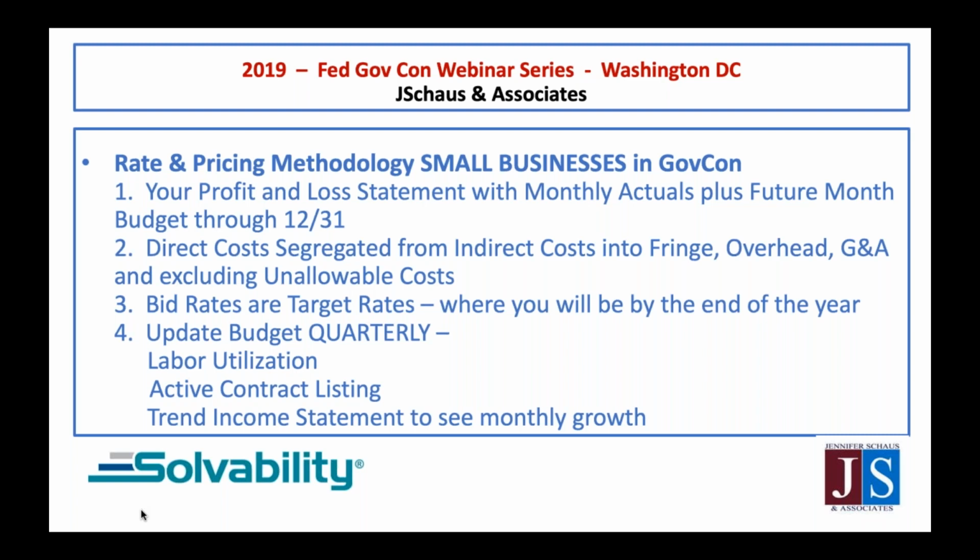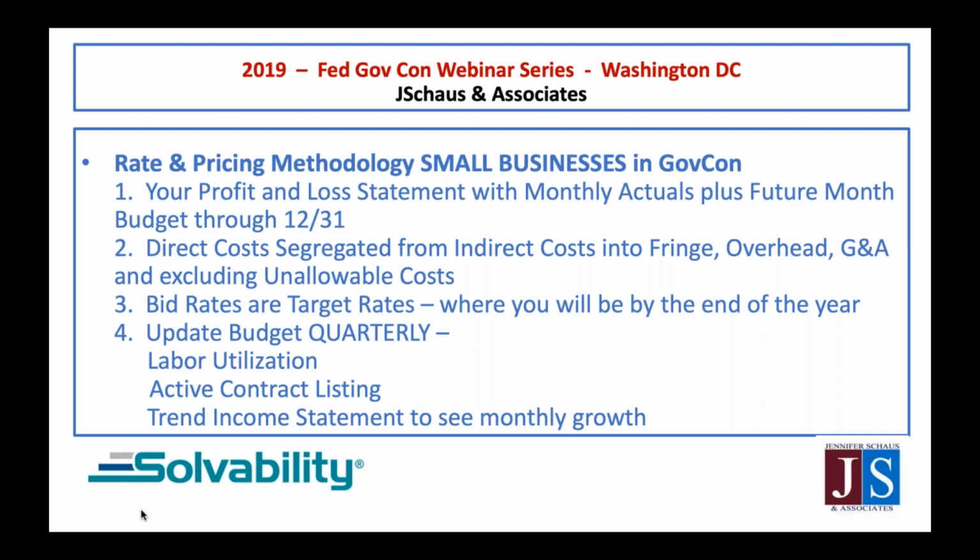And if you have no information on that right now, I would go to DCAA.mil and look for the document called Information for Contractors, download it, and read through that carefully as the first place to start learning. Number 2 is your direct cost must be segregated from your indirect cost into fringe, overhead, and G&A and exclude unallowable costs. Oh gosh, this is accounting speak.